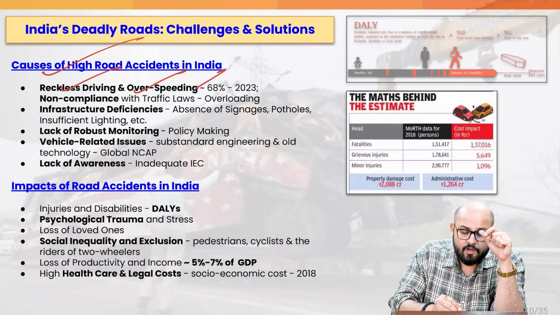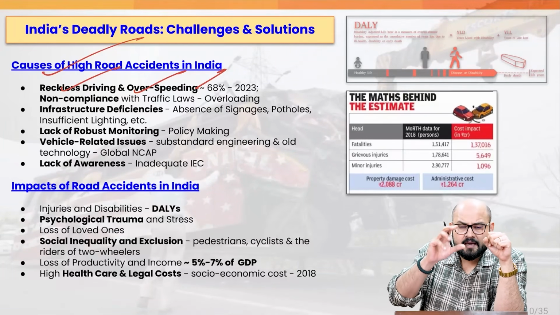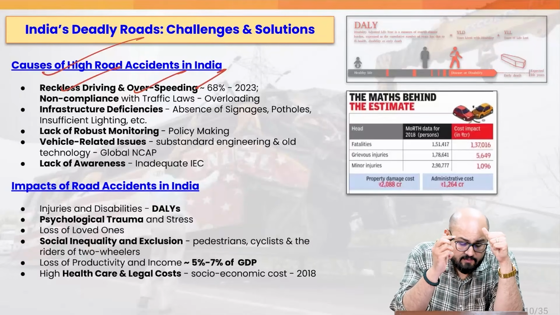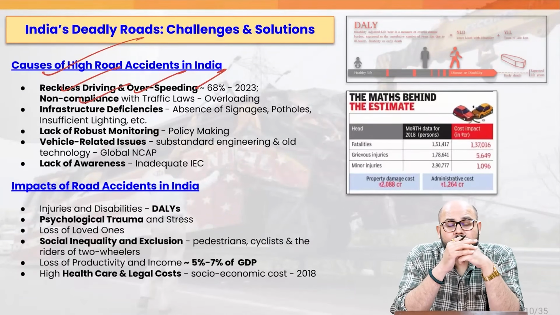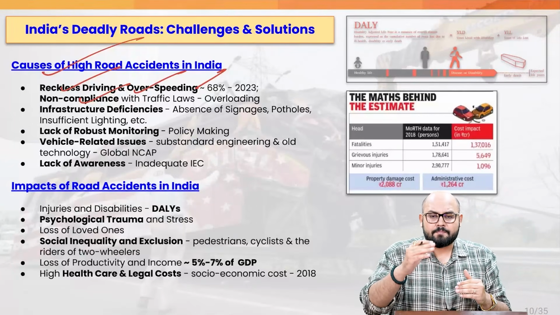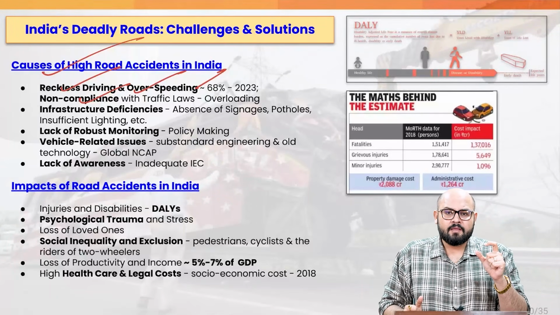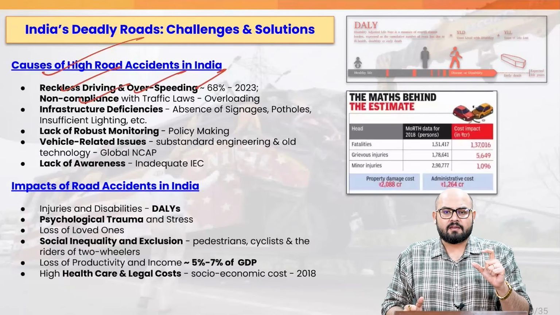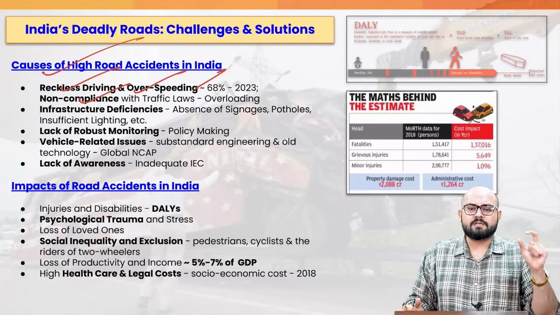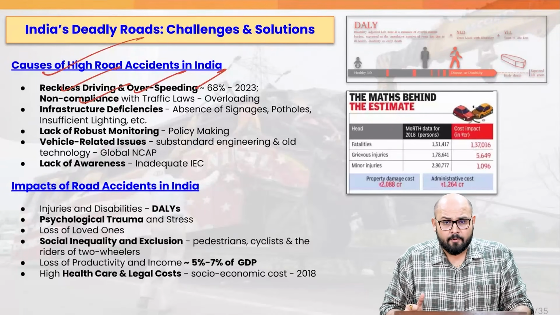As I told you, around 70% of the cases with respect to deaths are attributable to reckless driving and overspeeding. Then we have non-compliance with the traffic laws, such as crossing the red light, overspeeding, not wearing seat belts. People do not obey the laws, the rules and regulations. That is one of the very important factors.